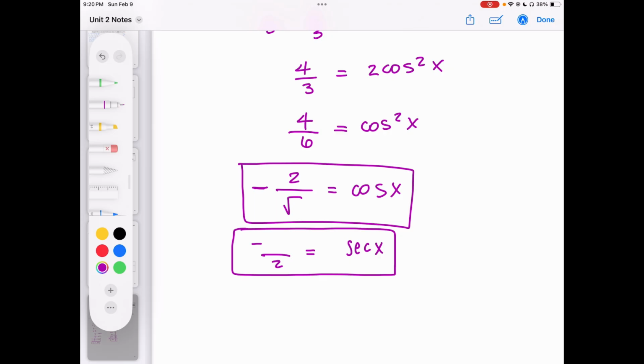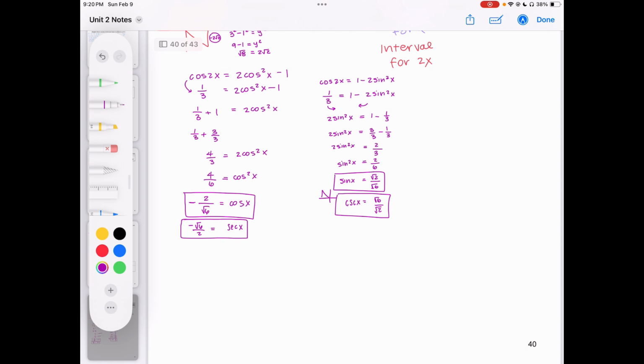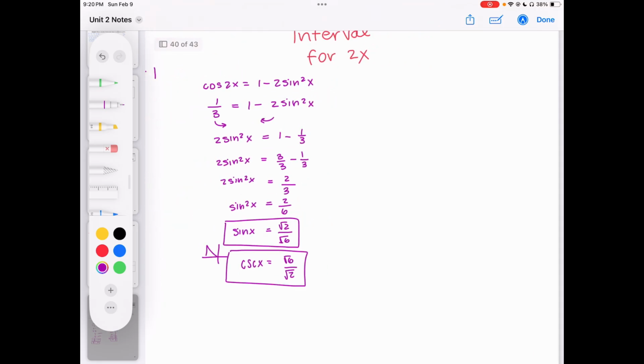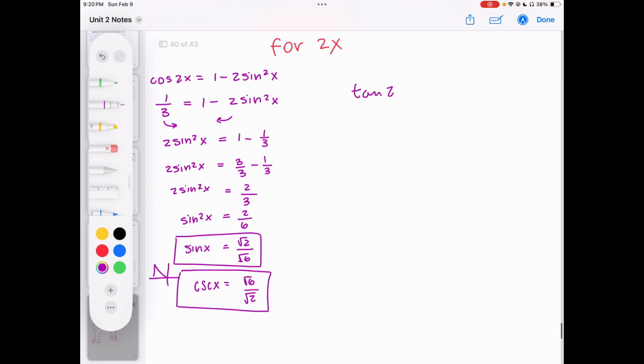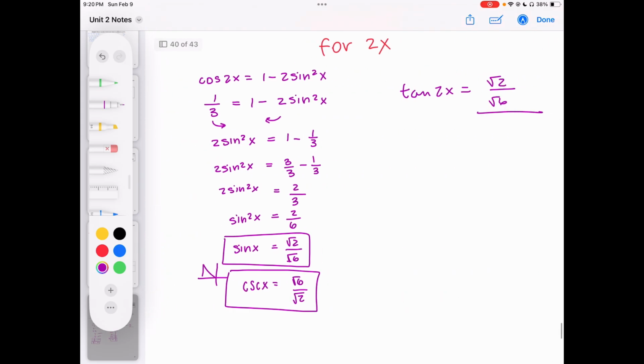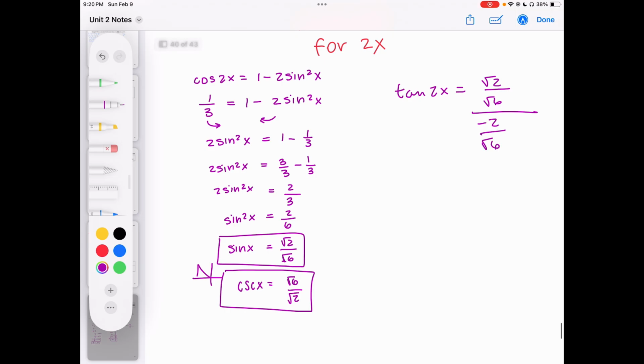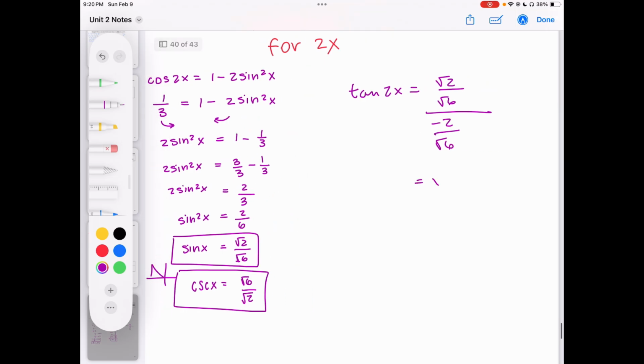We'll go ahead and take 4 divided by 6 and take a square root. So that's going to be negative 2 over root 6. And for secant, it'll be negative root 6 over 2. Now, if we want to find tangent, we can just take sine over cosine. And so for tangent of 2x, I will take root 2 over root 6, all divided by negative 2 over root 6, which is going to leave us with root 2 over negative 2.